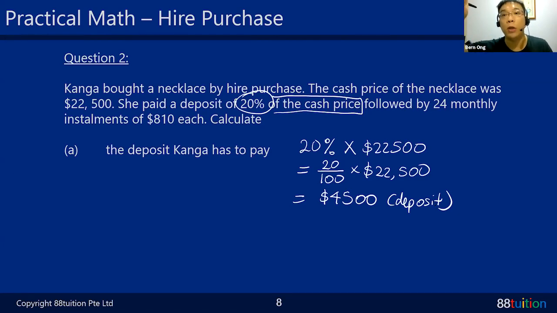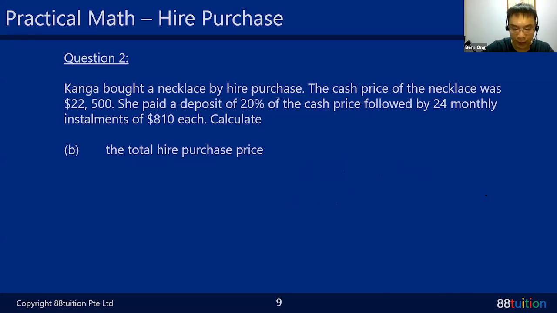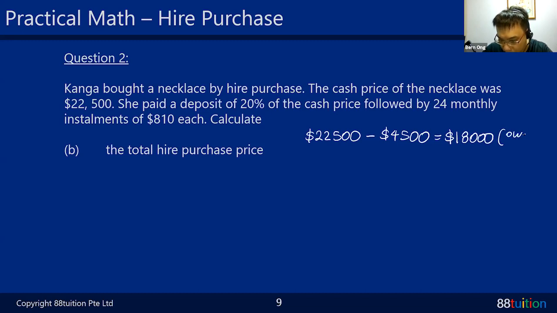But remember, she still has to swipe the credit card to pay the remaining. So the deposit that Kangaroo has to pay is 4,500. After she paid the 4,500, she swiped the credit card, and then she can wear her necklace. The question asks, what is the total hired purchase? She paid 4,500 already, but she borrowed some money from the bank. So how much did she borrow? 22,500, the price of the necklace, minus 4,500. She borrowed 18,000 from the bank.